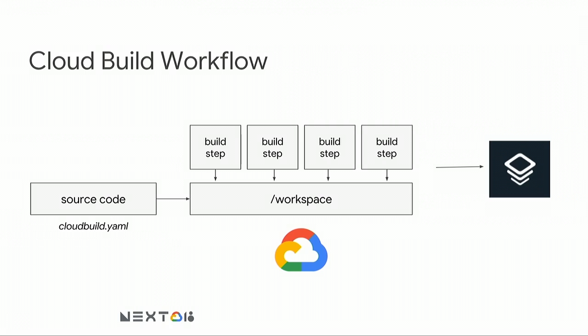So the Cloud Build workflow is, again, a bunch of steps that operate on your workspace. So when that trigger happens, Cloud Build pulls the source code and drops it all in a workspace directory, just like Jenkins. That probably sounds familiar to anybody who's used Jenkins. And then it runs a bunch of build steps.